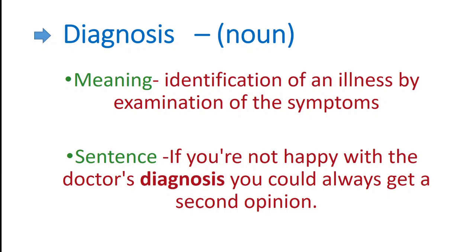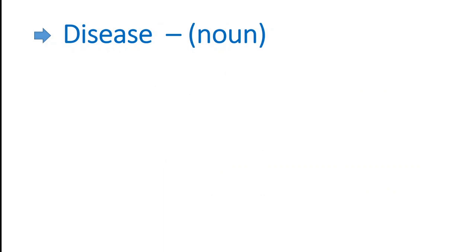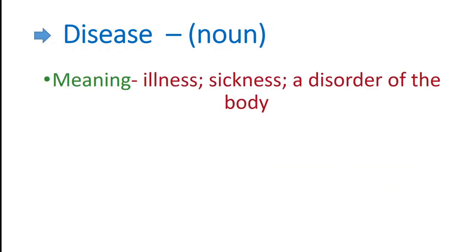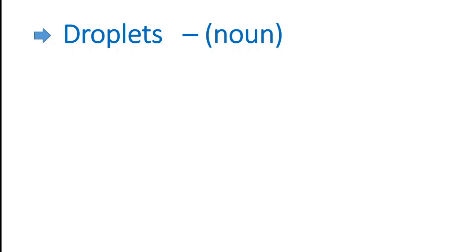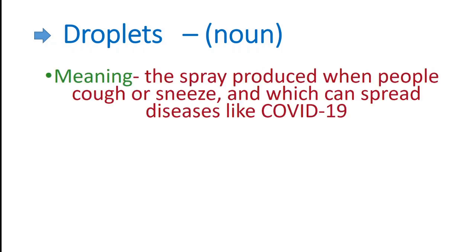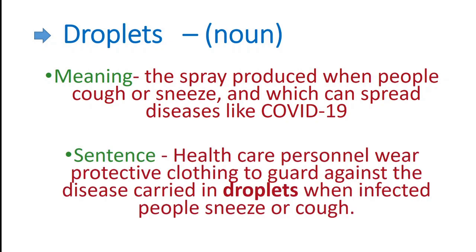Disease, noun, meaning illness, sickness, a disorder of the body. Sentence. Polio is one of the several serious diseases that have been nearly eradicated. Droplets, noun, meaning the spray produced when people cough or sneeze and which can spread diseases like COVID-19. Sentence. Healthcare personnel wear protective clothing to guard against the disease carried in droplets when infected people sneeze or cough.